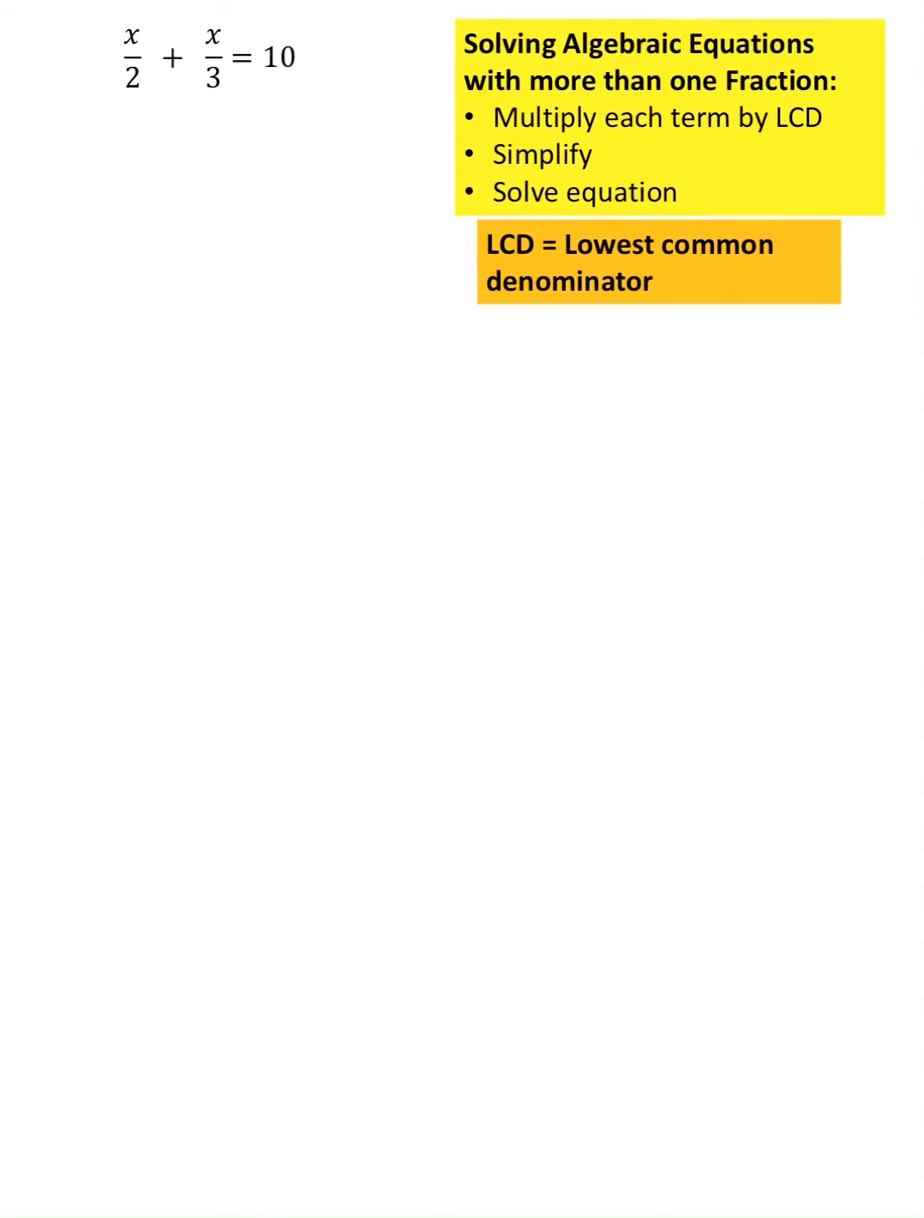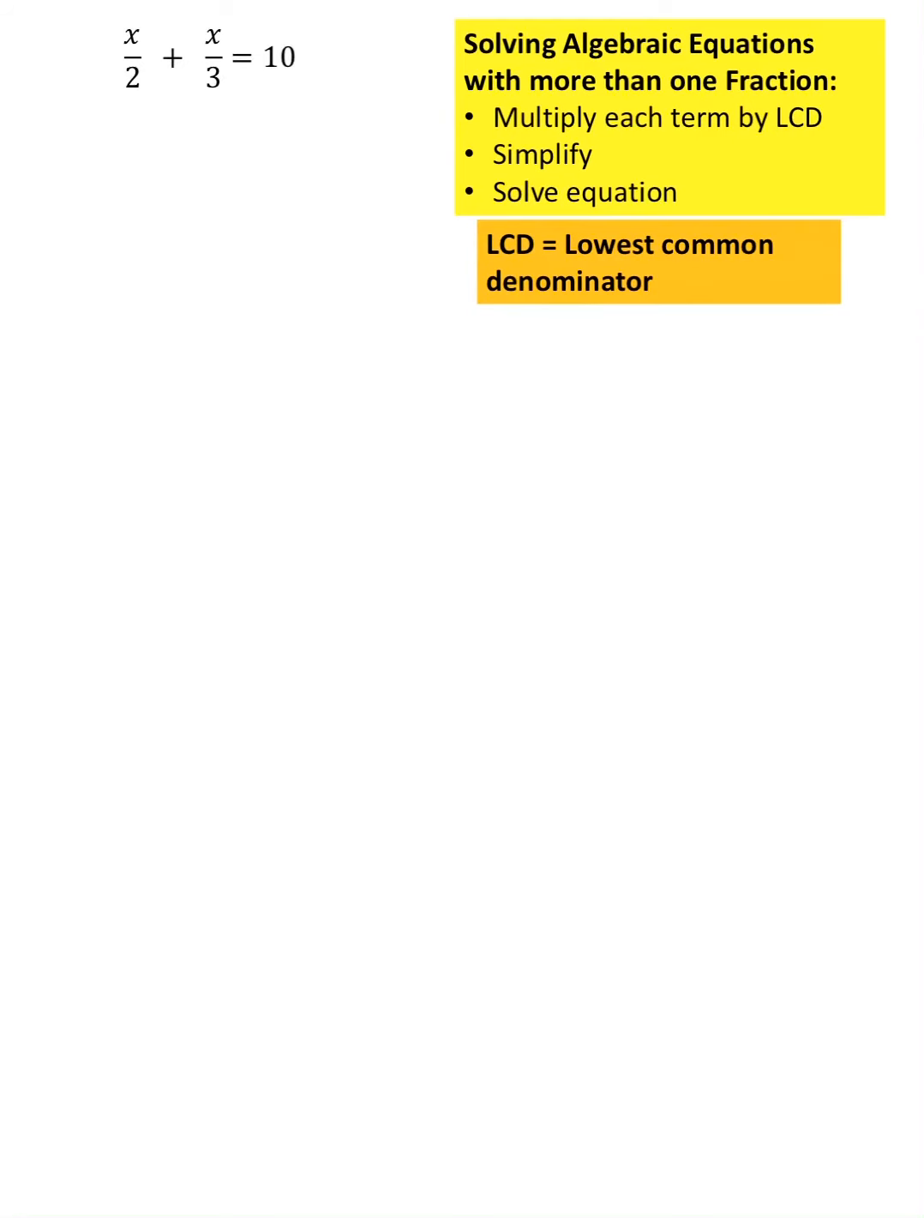In this video, I'll be going through how to solve algebraic equations with more than one fraction. So in this question, we have x over 2 plus x over 3 is equal to 10. Our first step is we need to multiply each term by the lowest common denominator, LCD.